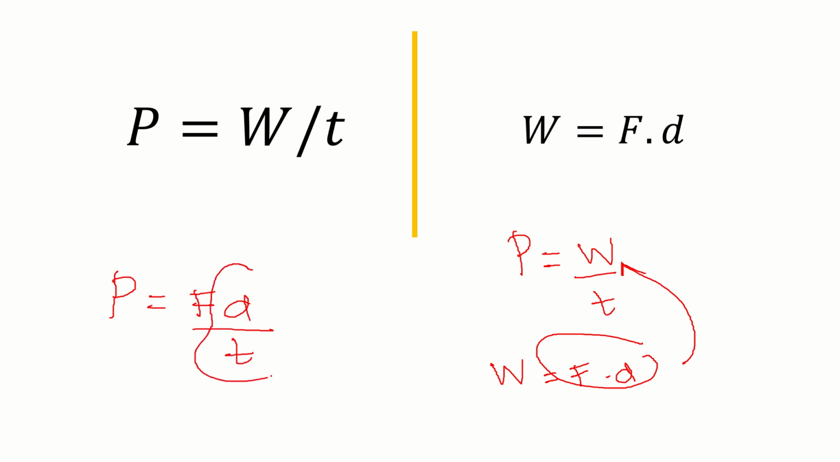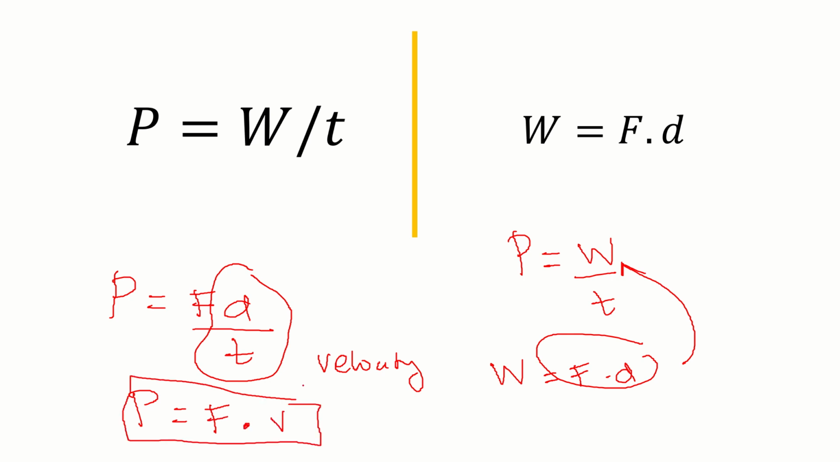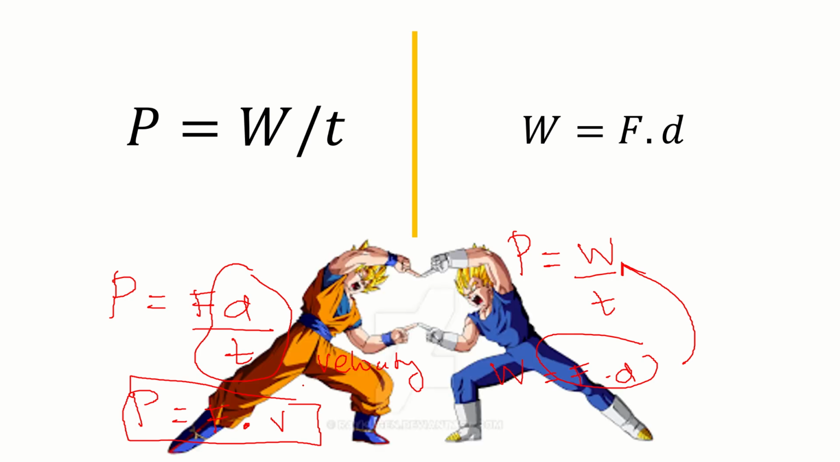However, this value right here, d over t, is equivalent to your velocity, right? Distance over time is just your velocity. So, power is just force times velocity. This is another way of solving for power. Sometimes you solve problems depending on the givens that you have. If the givens are only velocity and force, then this is your formula. Again, this is one way to solve problems. So, let's look at this.